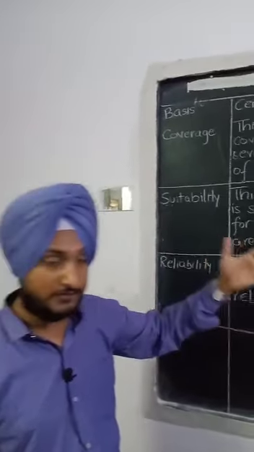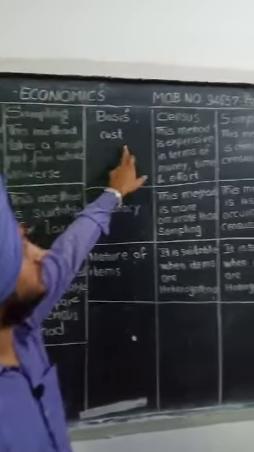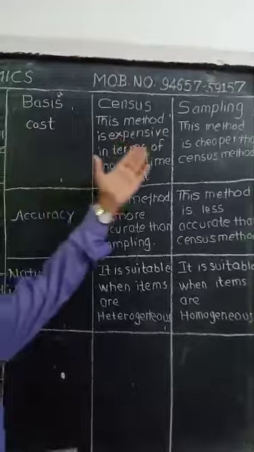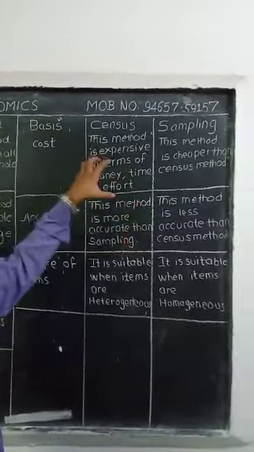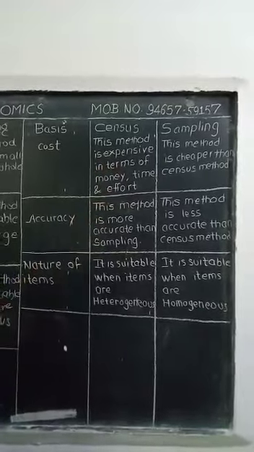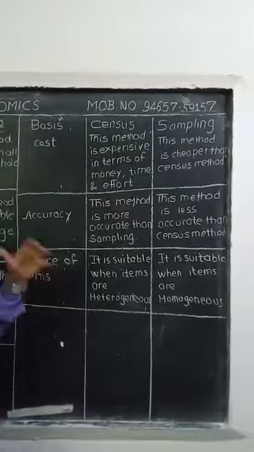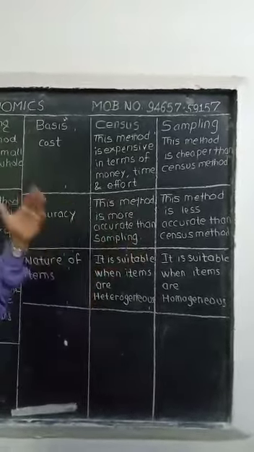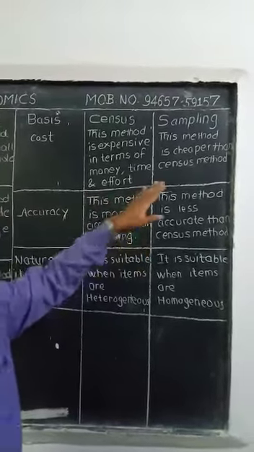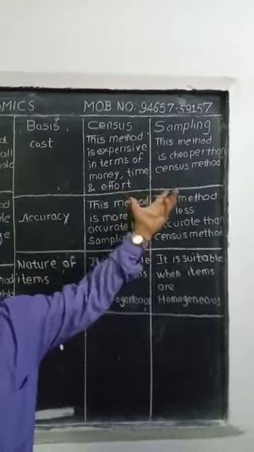And next points which we are going to discuss, let us come with me here. On the basis of cost, so census method, this method is expensive in terms of money, time and efforts. So generally in census method it takes a lot of money, a lot of time, a lot of efforts. Okay, but sampling is cheaper as compared to census method in terms of money, time and effort.